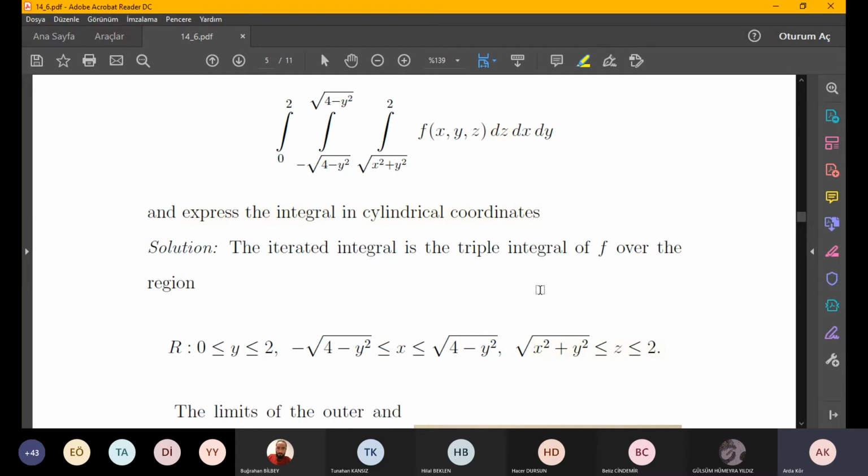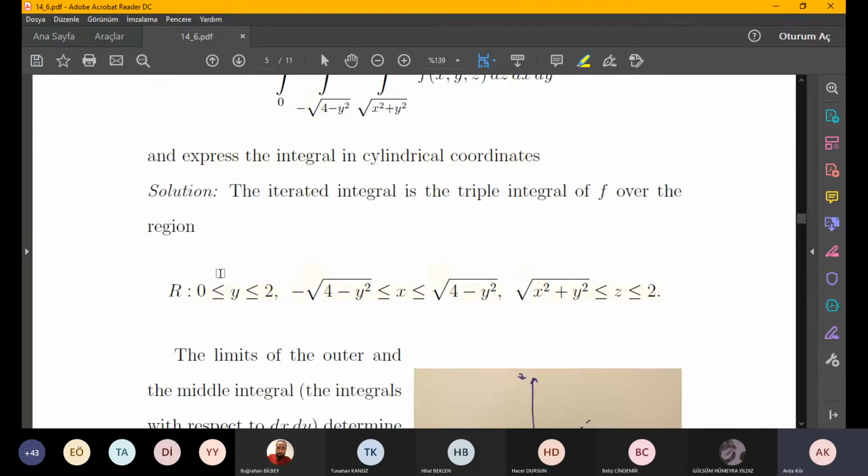And also the limit of integration for x is from minus square root of 4 minus y squared to square root of 4 minus y squared. So this is the limit of integration for x, and y is in between 0, so this is the last variable here, from 0 to 2. So this is R, which is the integration domain.